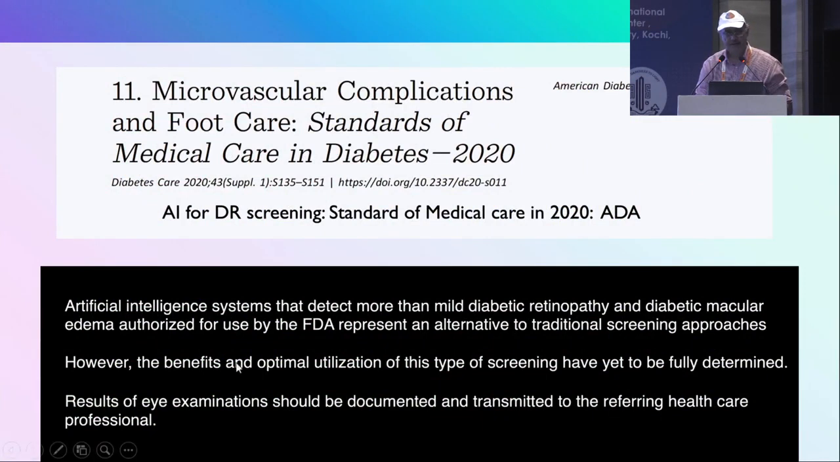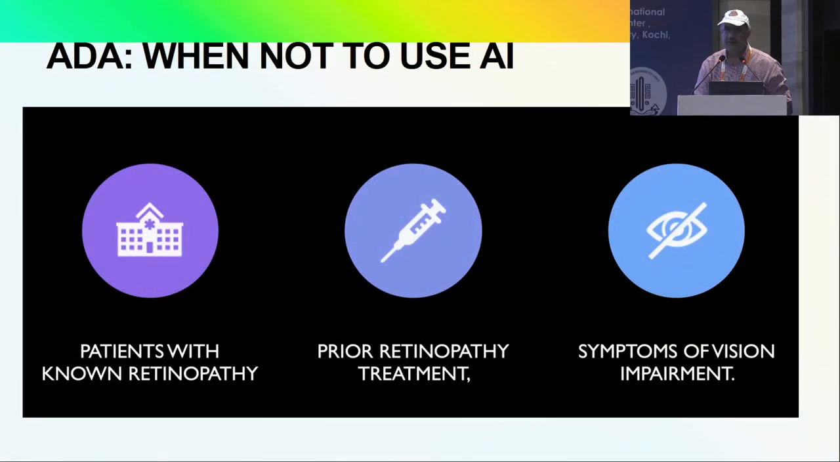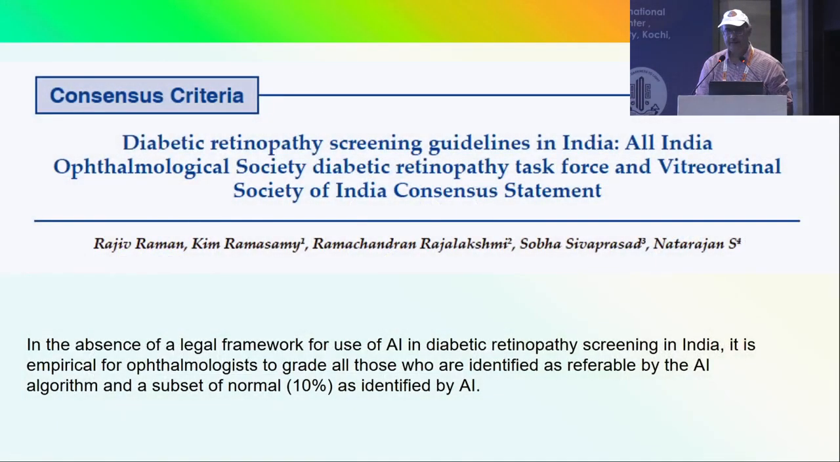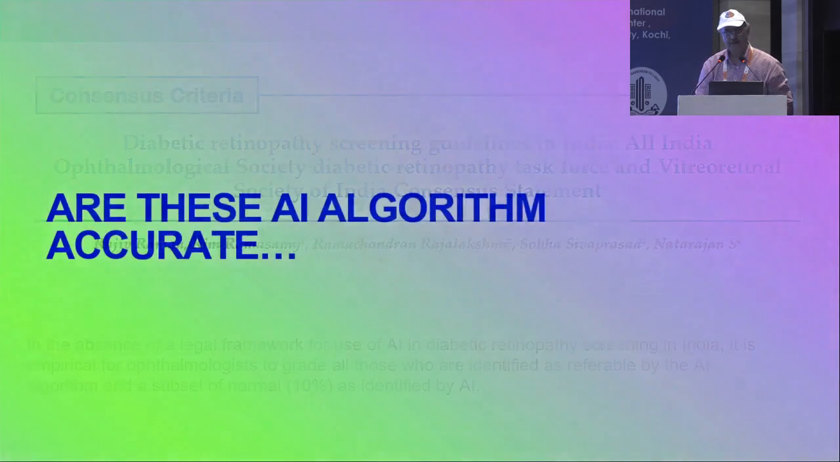The American Diabetes Association says that artificial intelligence can be used as a predictive tool, and the benefits can be used. But AI is not to be used if the patient is a known case of diabetic retinopathy, if there is prior treatment, or if there is visual impairment. That's the article I was referring to, and the point he makes here is that it is empirical for ophthalmologists to grade all the referable photographs identified by AI, because 10% of normal are also referred. So that is the consensus criteria about AI.